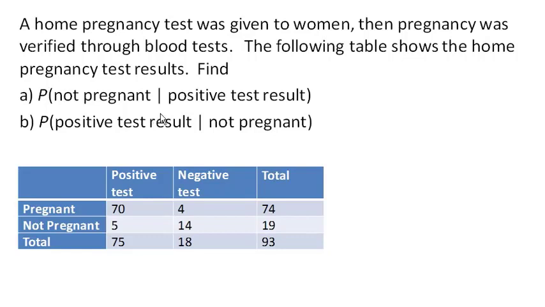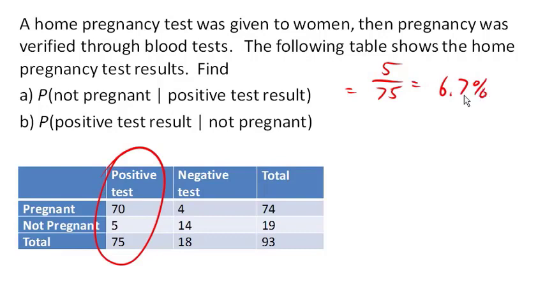First, the probability that they're not pregnant given that they have a positive test result. So you have a positive test result, and what's the likelihood that you're not actually pregnant? Here, we're given a positive test result, so we're limiting ourselves to these 75 people. Of them, 5 are not pregnant, and that's about 6.7%. So there's about a 6.7% chance that this person's not actually pregnant, given that they have a positive test result.